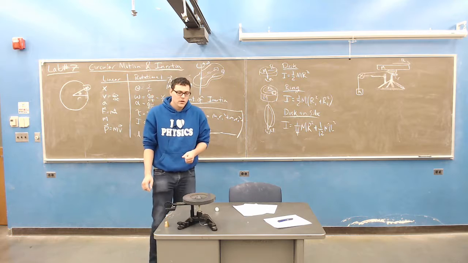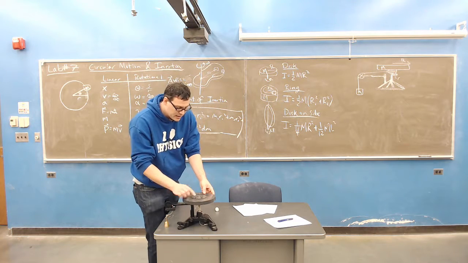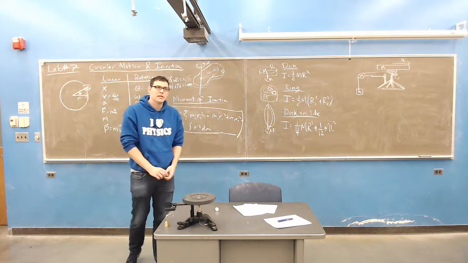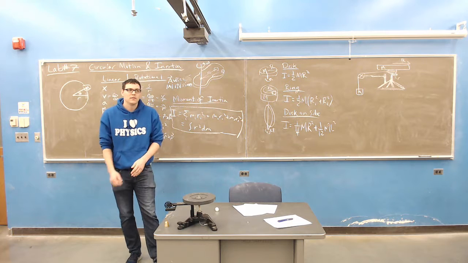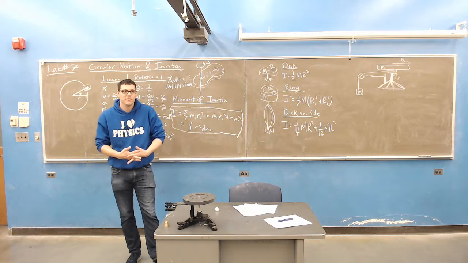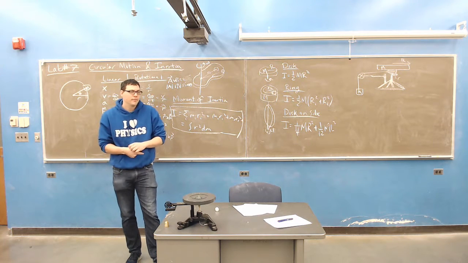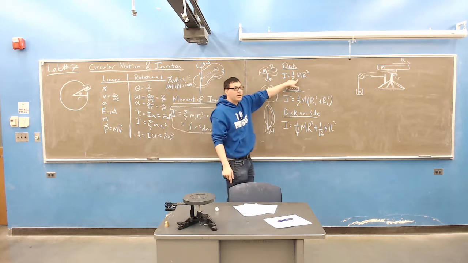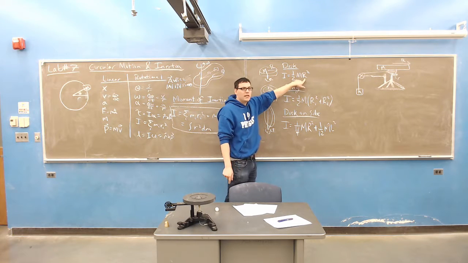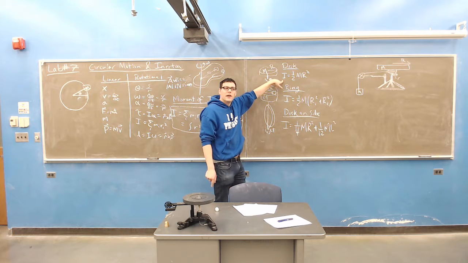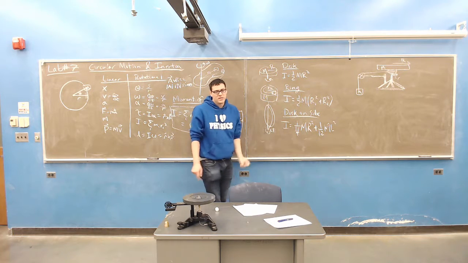Could I weigh it and then measure its radius? Okay, is that one way to find the moment of inertia of a disk? Yeah, sure. We can find its mass and its radius, plug it into this formula, and we find its moment of inertia. That's one way. What's another way?